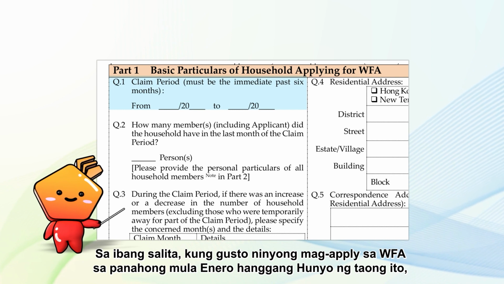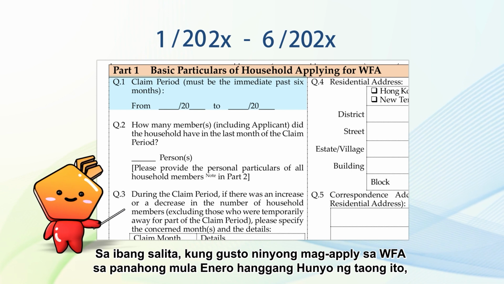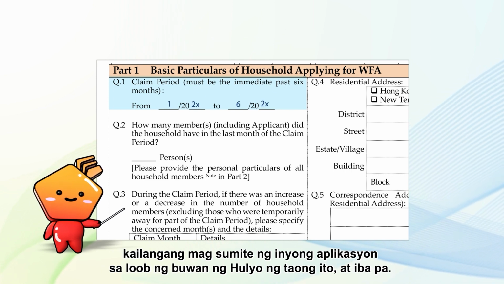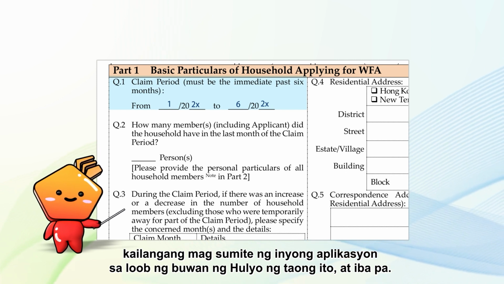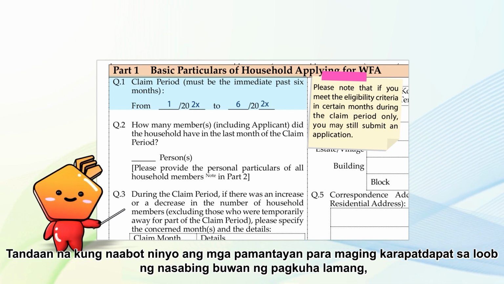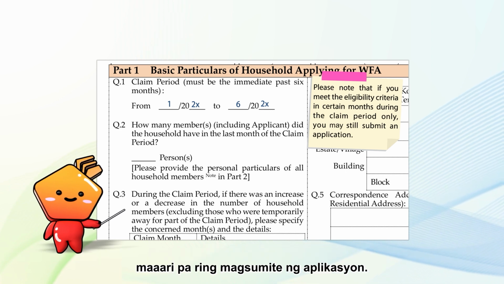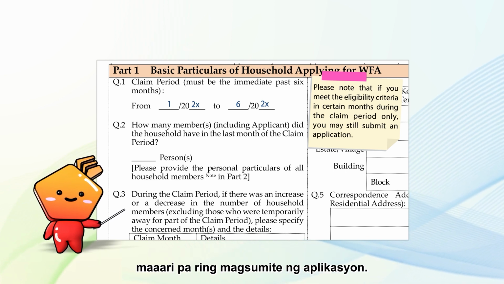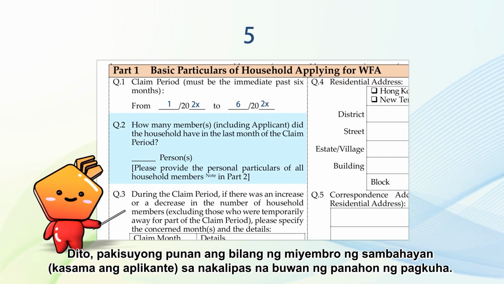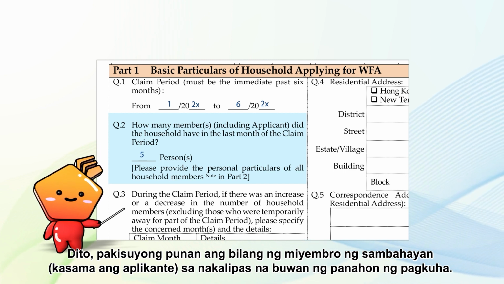In other words, if you want to apply for DUFA for the period from January to June this year, you must submit your application within July this year, and so on. Please note that if you meet the eligibility criteria in certain months during the claim period only, you may still submit an application. Here, please fill in the number of household members, including the applicant, in the last month of the claim period.